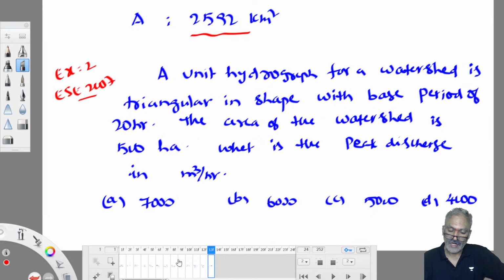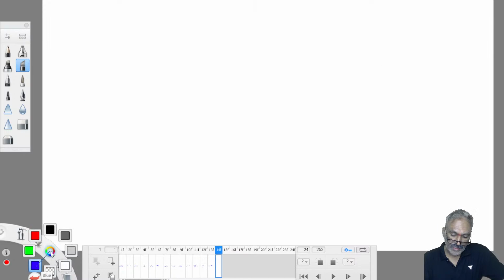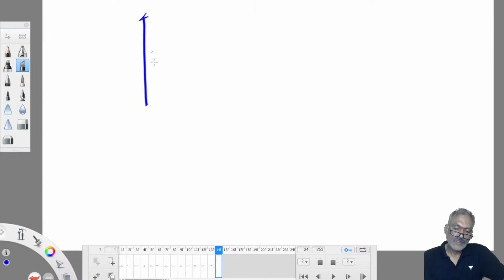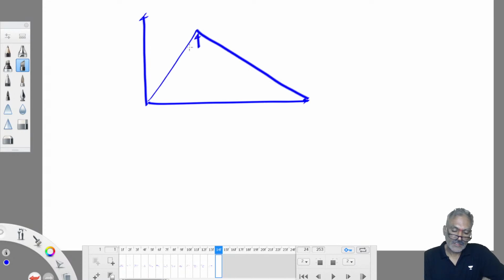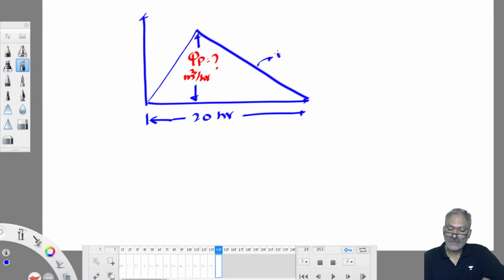Okay, so it is a triangular hydrograph with a 20 hour base. Peak discharge is not given; that you have to find out. I'll assume that this peak discharge is QP, meter cube per hour. This is unknown, that you have to find out. Base is given as 20 hours. What is asked is the peak discharge.